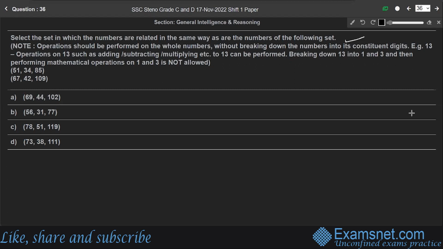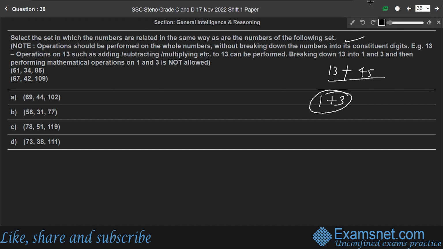Question 36. Select the set in which the numbers are related in the same way as the numbers of the following set. So here is a note that the operation should be performed on the whole numbers. For example, 13 or any number it can be. Operation should be performed on the whole numbers means, say if you take addition, subtraction, multiplication or division, any operation should be performed on the whole numbers. So we cannot perform the operations on the numbers like 1 and 3 separately. So it should be performed on the whole numbers, which means you have to take 13 plus 45 on the whole numbers.